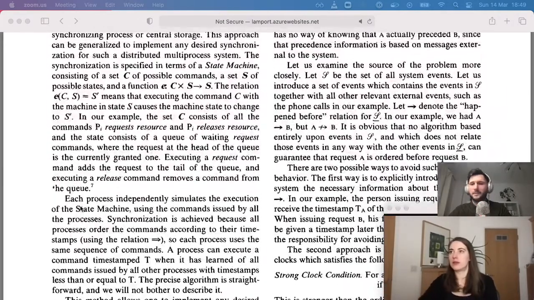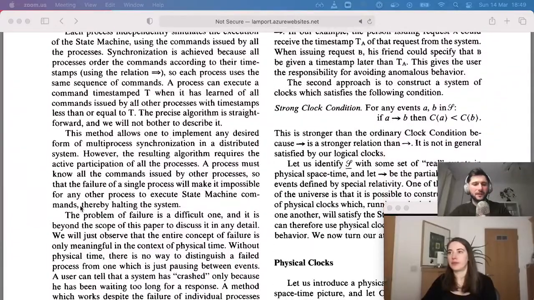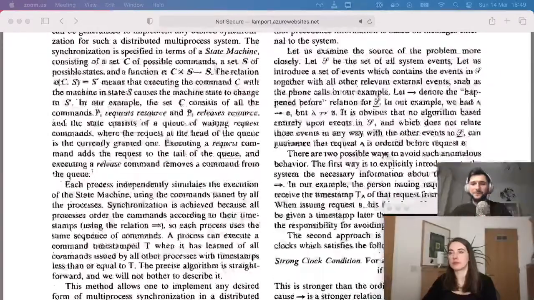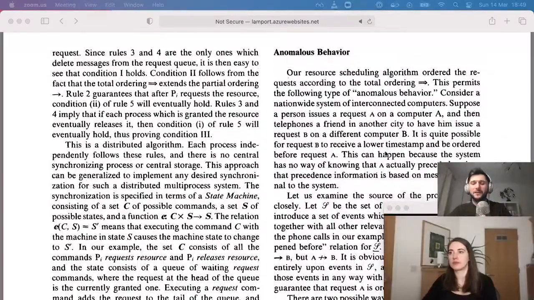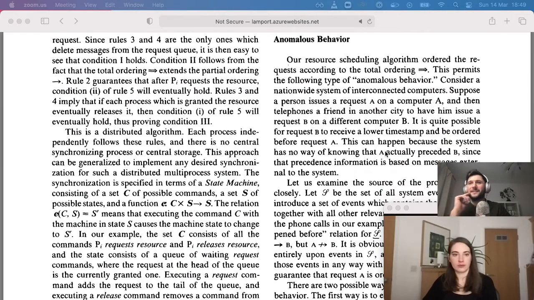Yeah, that's mostly it. This is how this section ends, with the problem of failure is a difficult one and beyond the scope of this paper. So it's nice. And now we get to the real world stuff, how it actually applies in the real world. And I think he introduces the concept of problems that would arise in the real world very nicely.